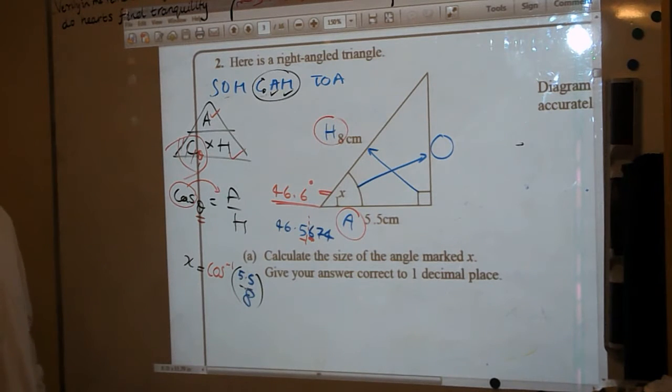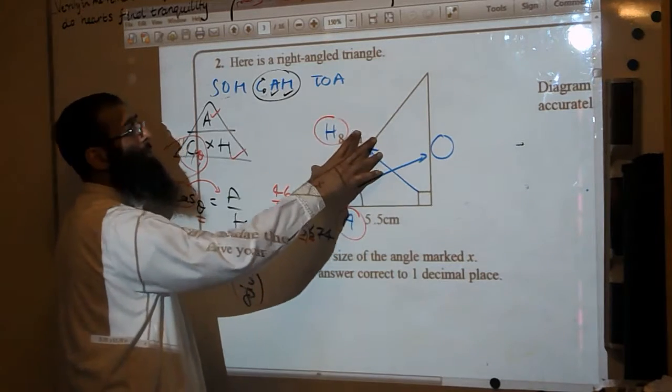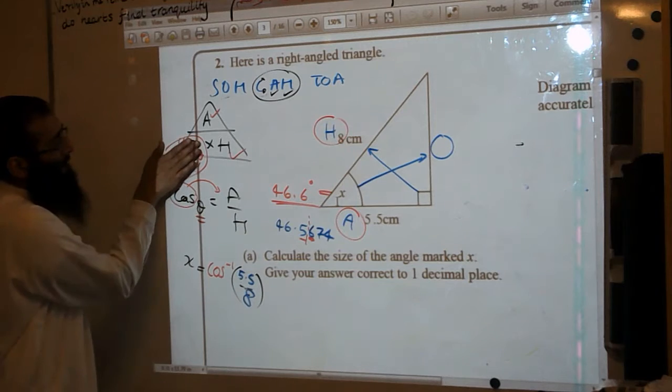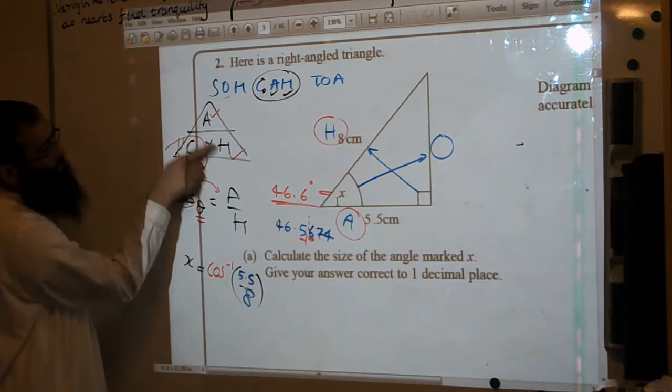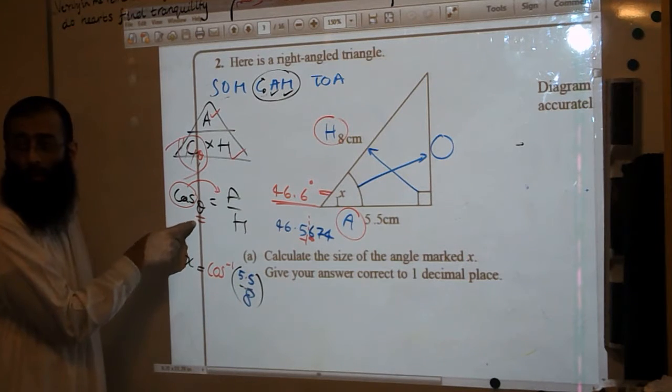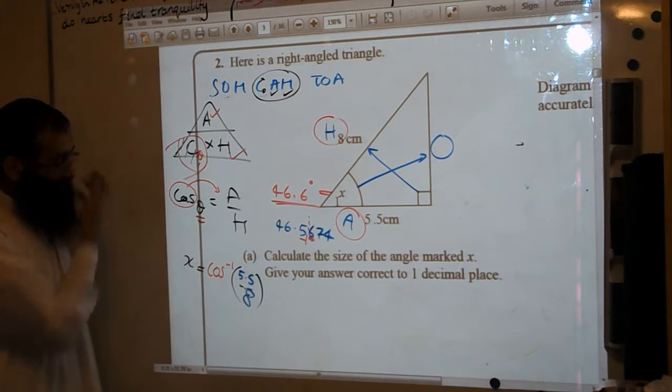Okay? Are you happy with that, folks? Yeah. So you have to identify, first of all we label the diagram, then we identify which part of the trig we're going to use, then we have to cover it up with the hand or the thumb or whatever you're going to do, and that tells you what to divide, and then you have to do the inverse cos. So all you want is the angle. Okay? You don't want cos of the angle, you want just the angle.